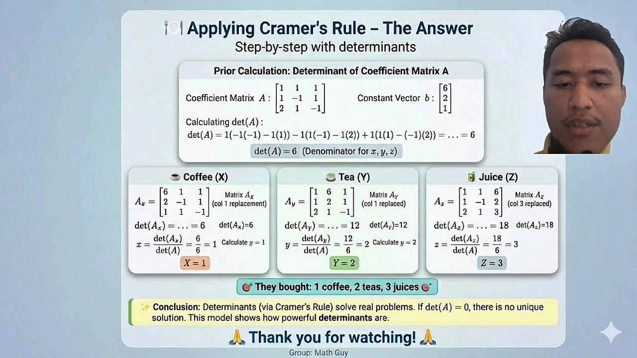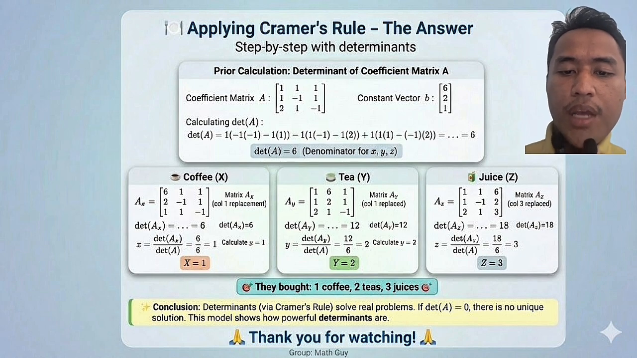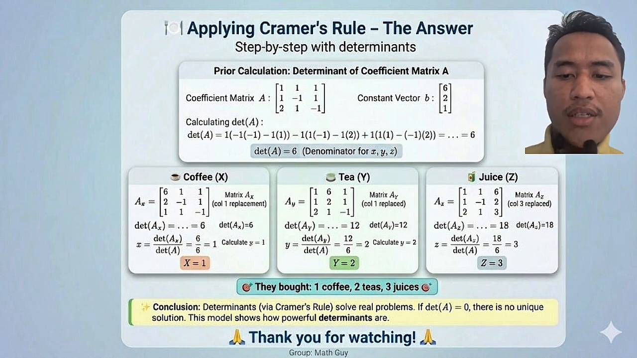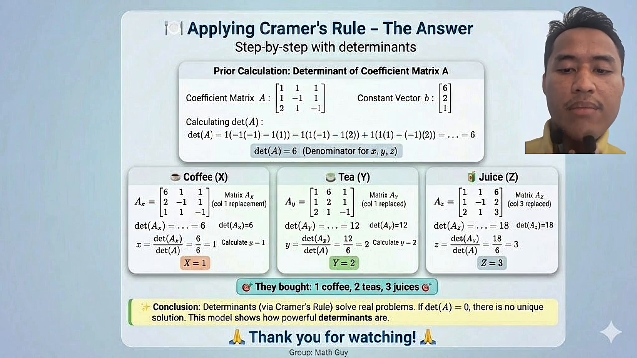For x, the matrix is shown and its determinant is 6. So x equals 6 divided by 6, which is 1. For y, the matrix is shown and its determinant is 12. So y equals 12 divided by 6, which is 2. For z, the matrix is shown and its determinant is 18. So z equals 18 divided by 6, which is 3.